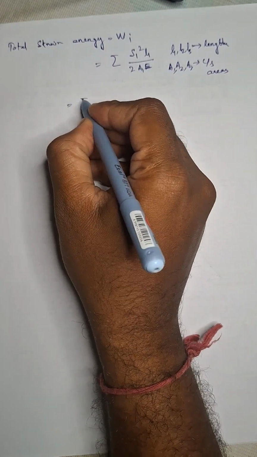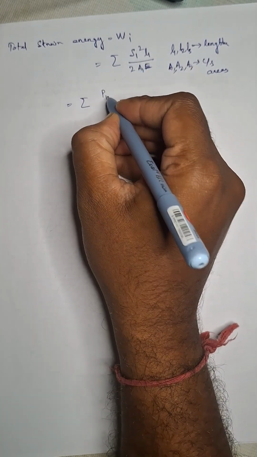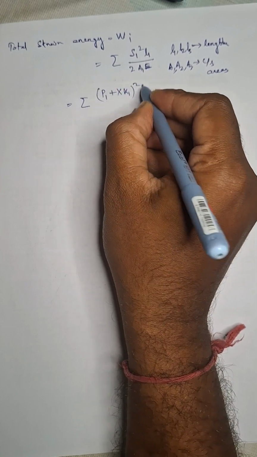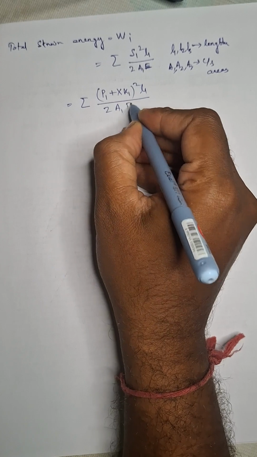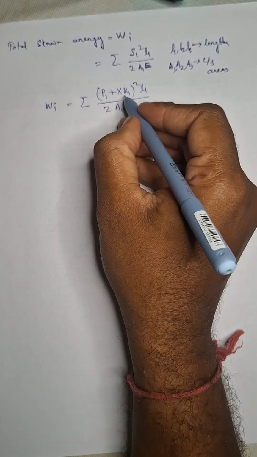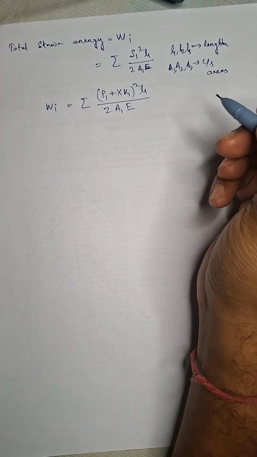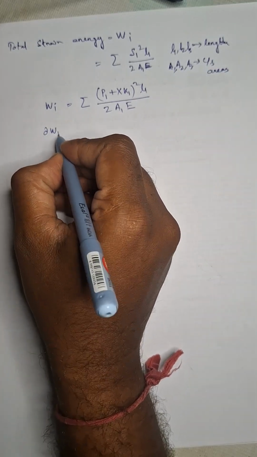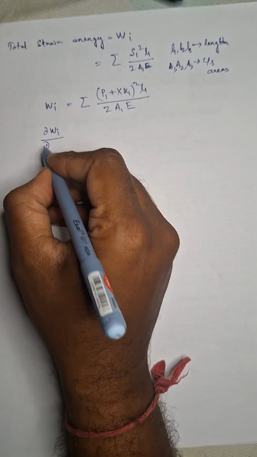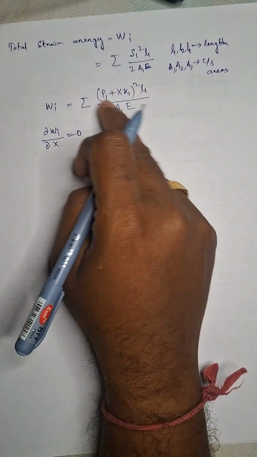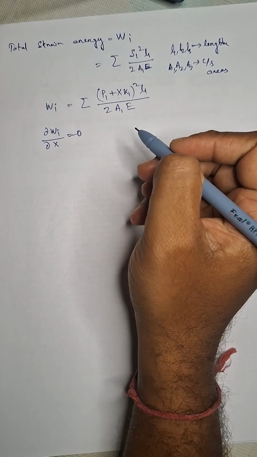Now we can write this as summation of S1, which we have already found out as P1 plus X into K1, whole square, L1 divided by 2A1 into E. This is equal to the strain energy. We need to find out this unknown X. So we will apply the second theorem of Castigliano, which says the partial differential coefficient of the strain energy with respect to the force X is equal to 0.